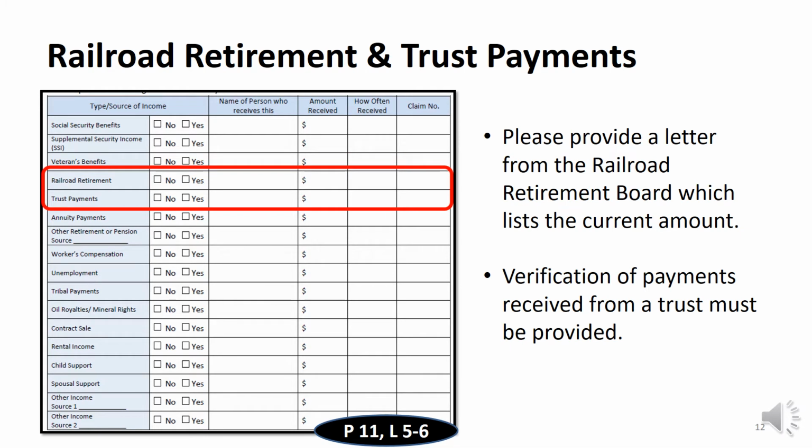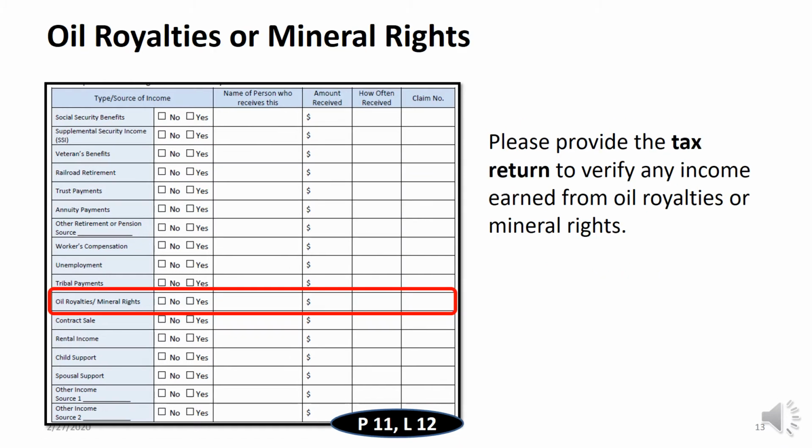Please provide a letter from the Railroad Retirement Board, which lists the current amount, and verification of payments received from a trust must also be provided. Please provide the tax return to verify any income earned from oil royalties or mineral rights.